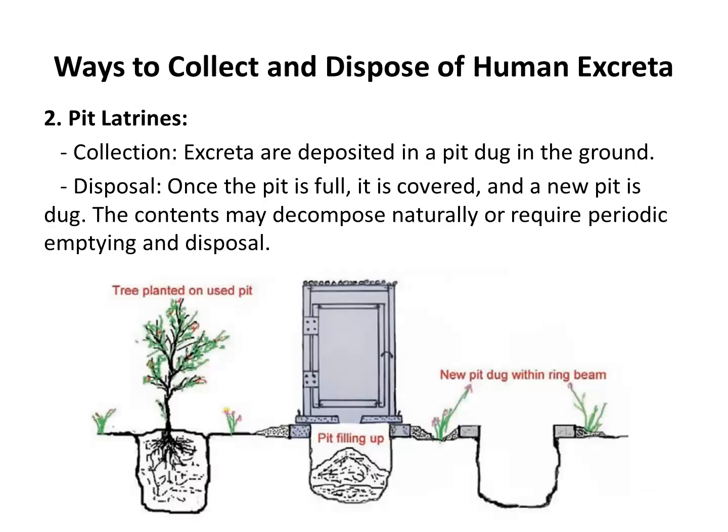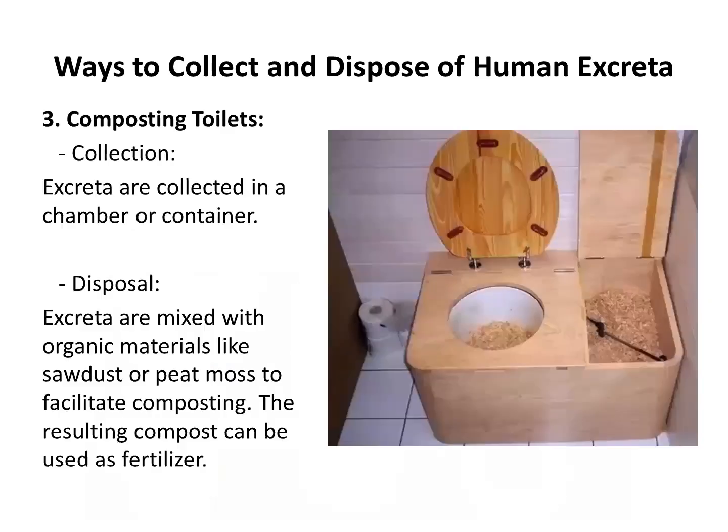And then the other term is pit latrines. Now, the collection in this system is that excreta are deposited in a pit dug in the ground. Disposal is done once the pit is full: it is covered and a new pit is dug. The content may decompose naturally or require periodic emptying, as is obvious.